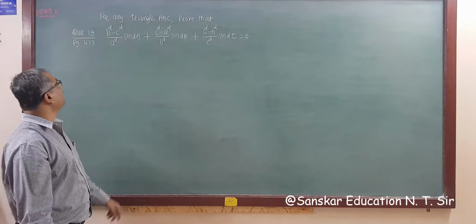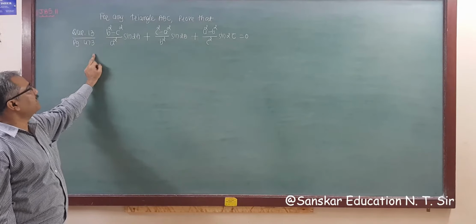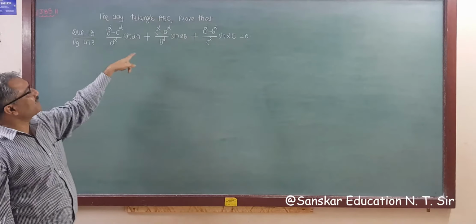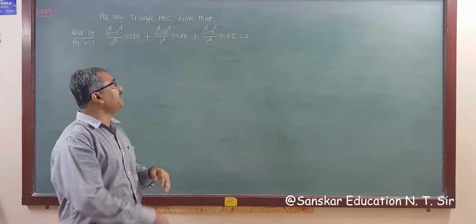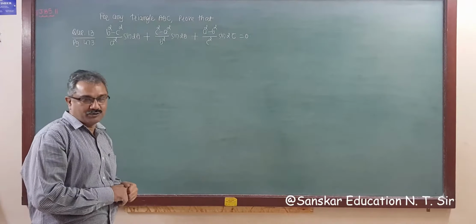Question number 13, page 473. This is (b square minus c square) upon a square into sine 2A plus (c square minus a square) upon b square into sine 2B plus (a square minus b square) upon c square into sine 2C is equal to 0. We have to prove.